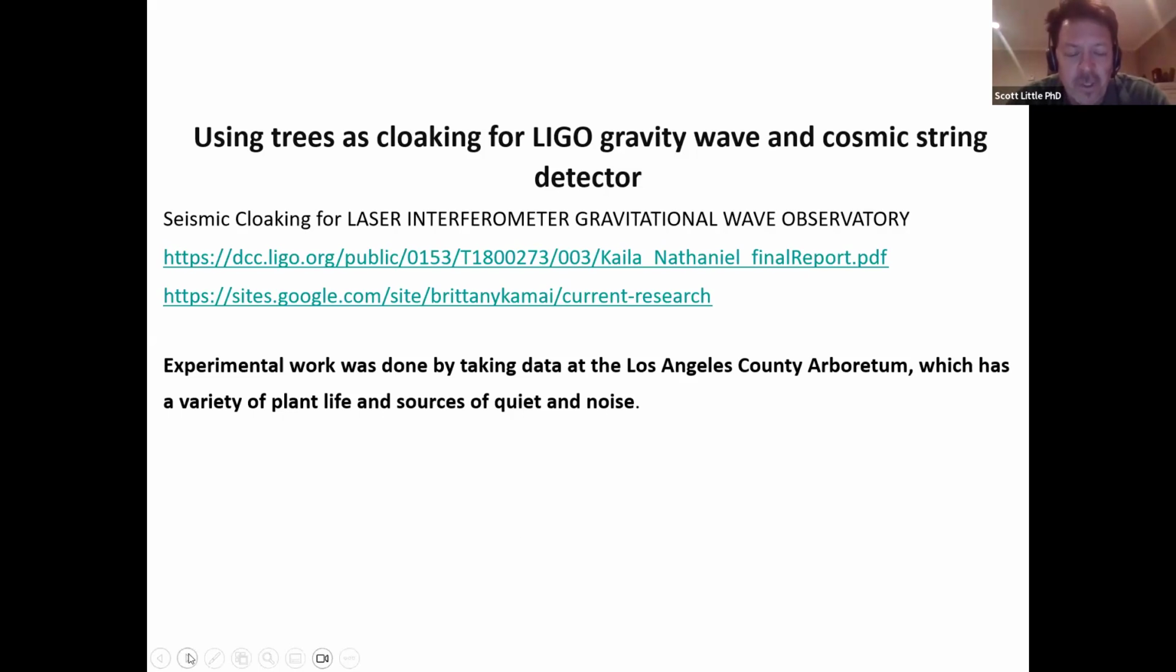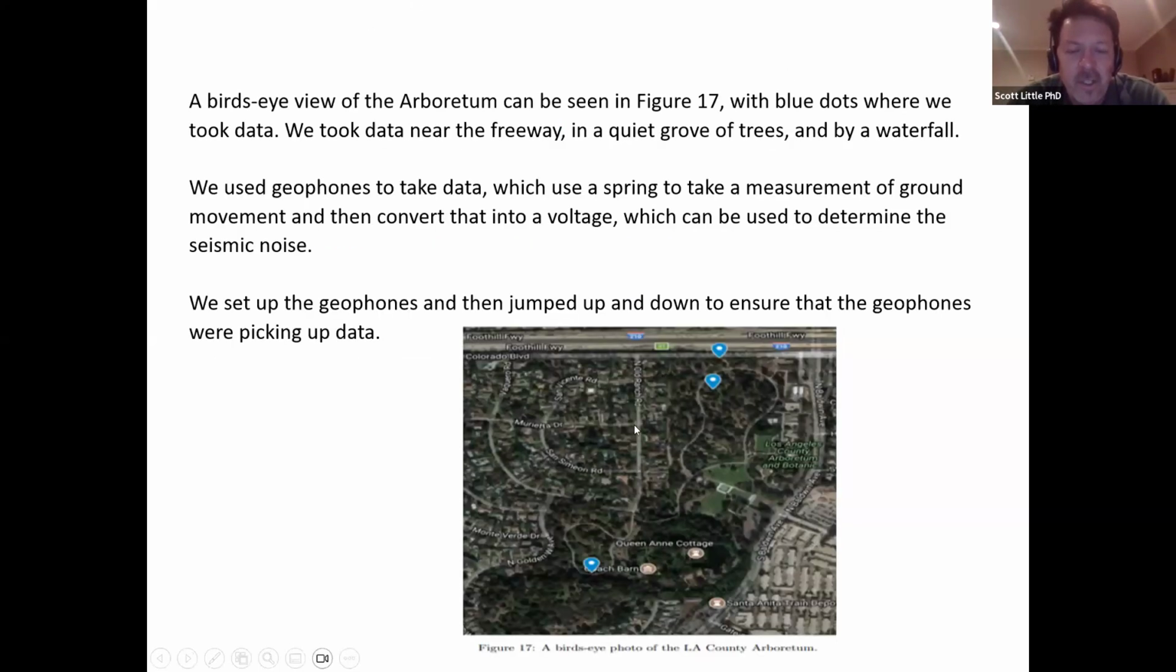So if the trees were able to filter out the noise, here's the photo of the Arboretum where they were, and you can see where they have these little markings. They had geophones there, right in the middle of a cluster of trees, and then they moved the geophones around in open areas to see if they were actually able to get better data from the areas where the trees were. In other words, they were able to filter out some of that noise from the freeway.